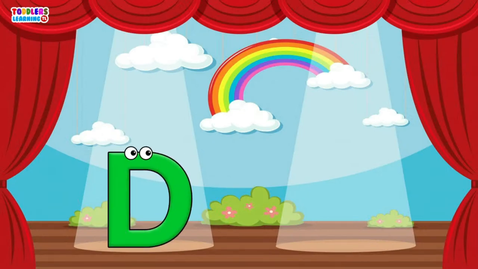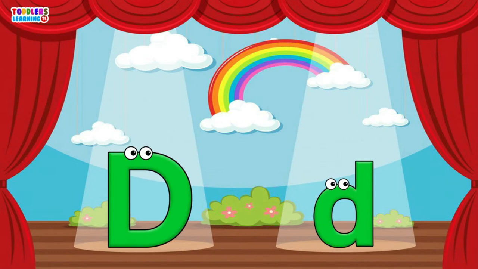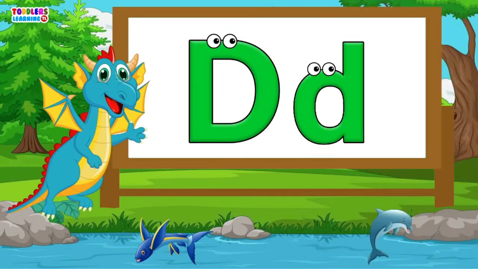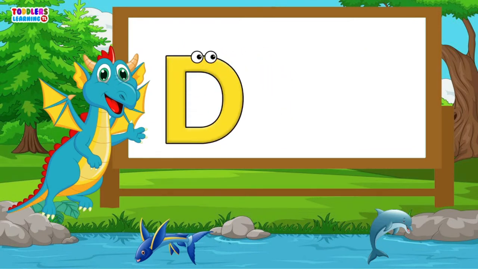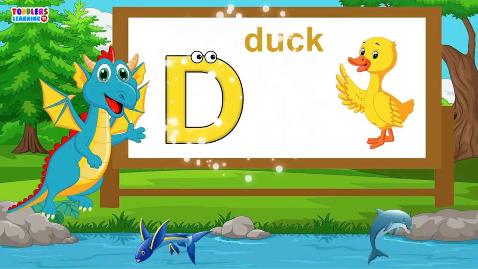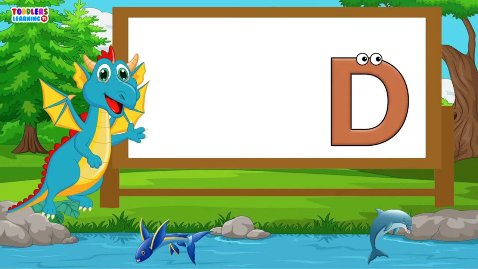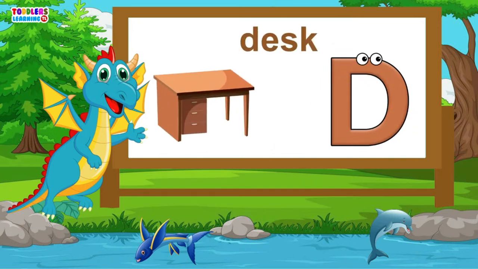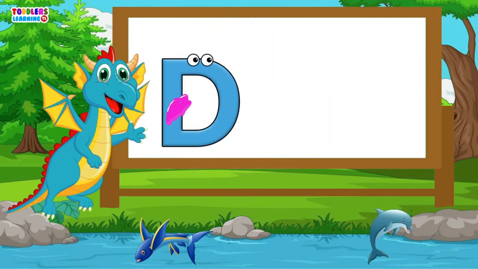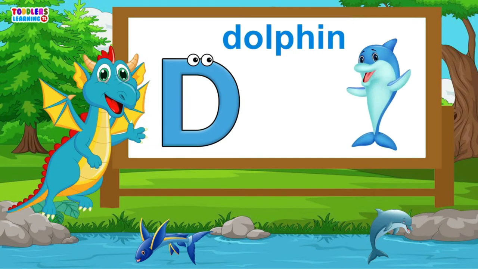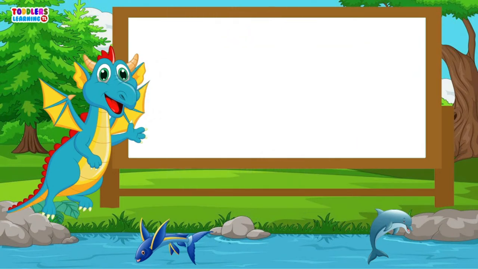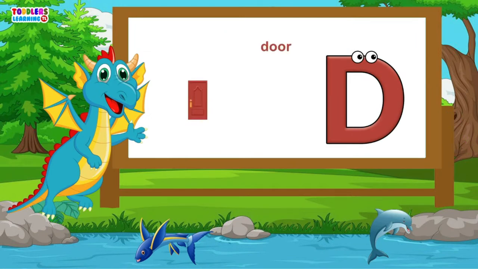This one is uppercase D. This one is lowercase D. Today we will learn different words that start with letter D. D is the sound of D. D for duck. D for desk. D for dolphin. D for door.